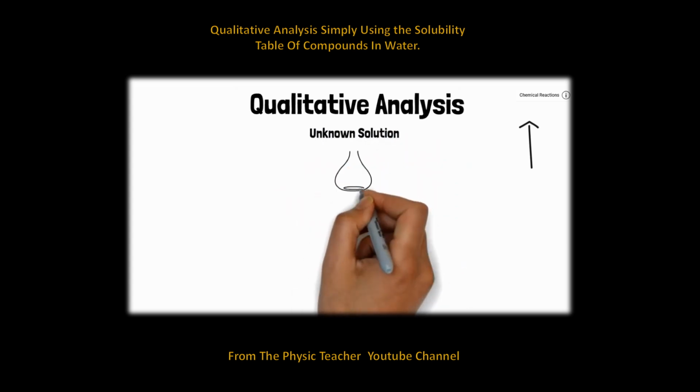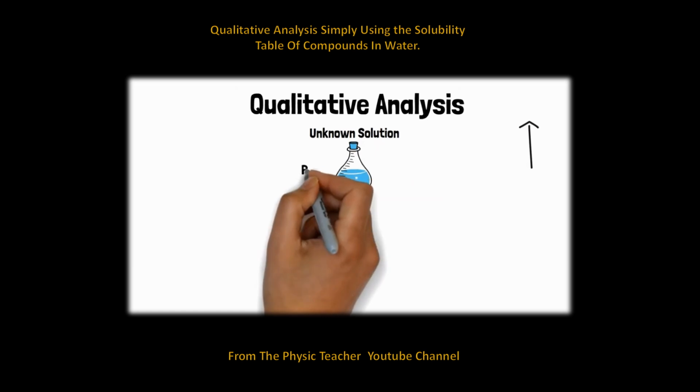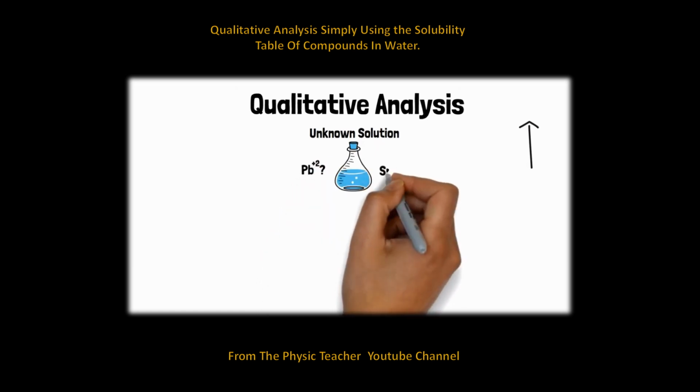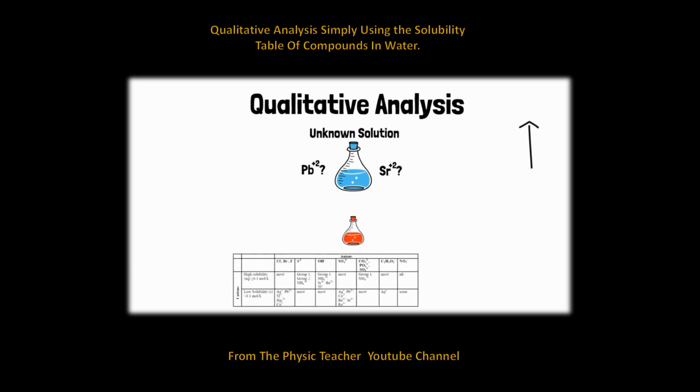Say we have an unknown solution and we want to determine if either lead or strontium ions are present in this solution. What we can do is mix it with a solution that we know will react to form a precipitate with either of these ions. To determine which solution to use in our test, we need to look at the solubility table.